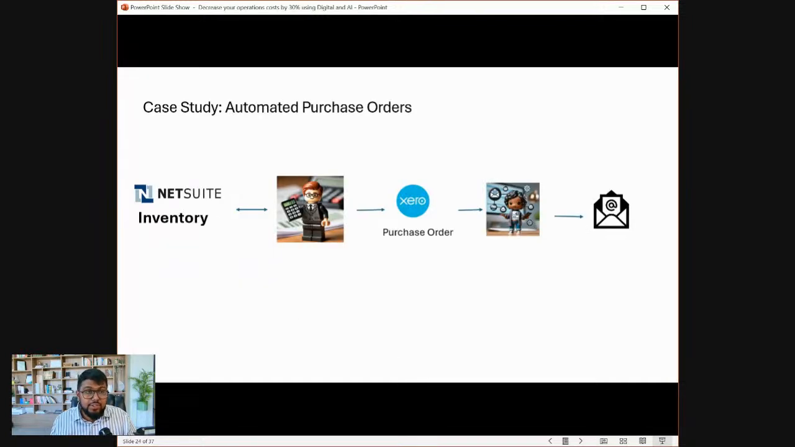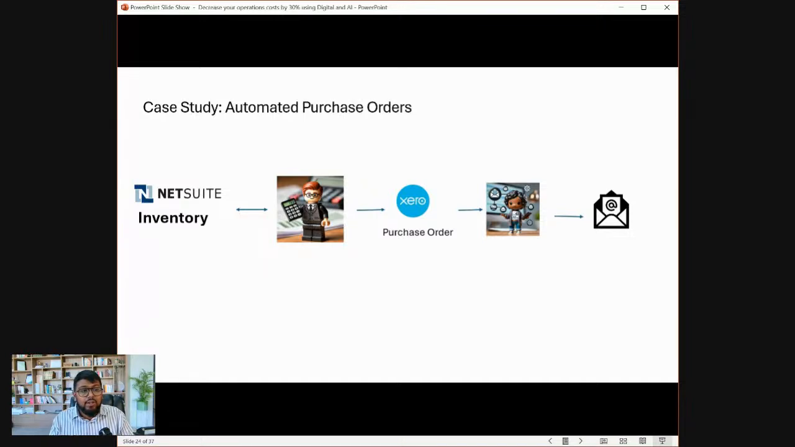Another one, which is an interesting one, is something where we worked with an organization to automate their purchase orders. Earlier, they used NetSuite for their inventory management, and to raise the purchase orders, they would manually check every day if something was running out of stock, and then look at the item, create a purchase order in Xero, export it out, email it to the right parties, and so on.